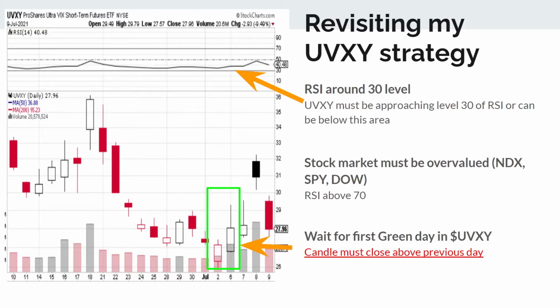It also has to close above the previous day's close, so that means that, like in this case, you can see that the black candle actually closed above the red one. As you can see in the slide over here, this is pretty much the perfect time to be entering this trade. A similar situation can be seen also over here. It happened just a few days before I actually entered the UVXY trade.